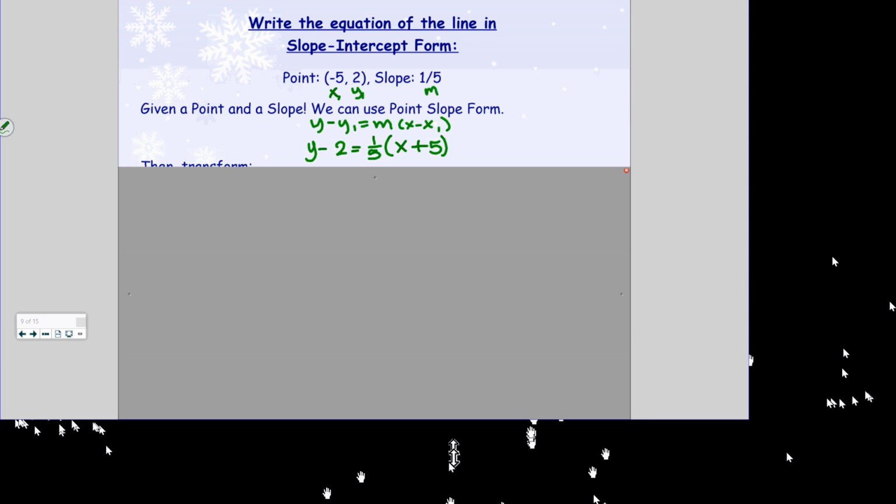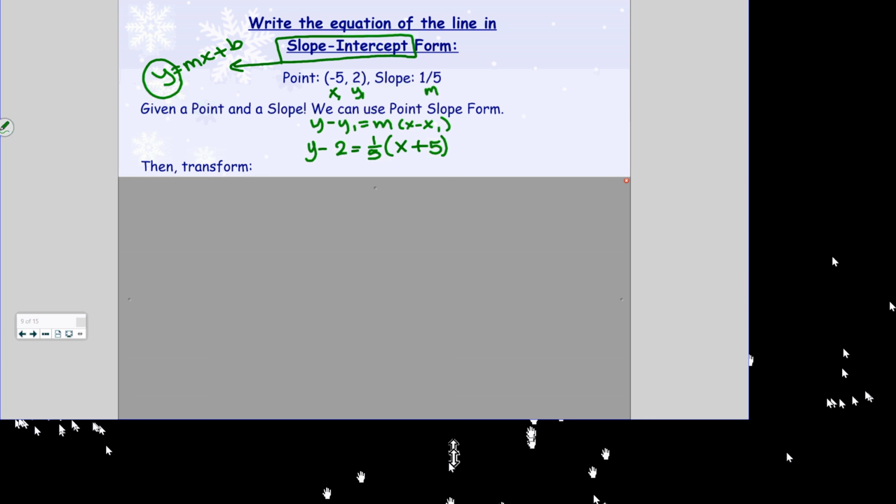Now, what we've been asked for is to write it in slope-intercept form. What would be good is to jot down that our end goal is y equals mx plus b. That's where we want to go. And I hope you notice that when we write equations in slope-intercept form, that really means isolate y. Get y by itself. So what we'll do next is transform from this point-slope form to slope-intercept form. And really our goal is isolate y.